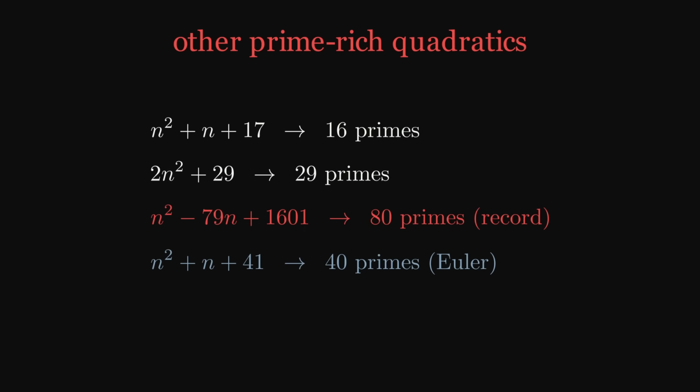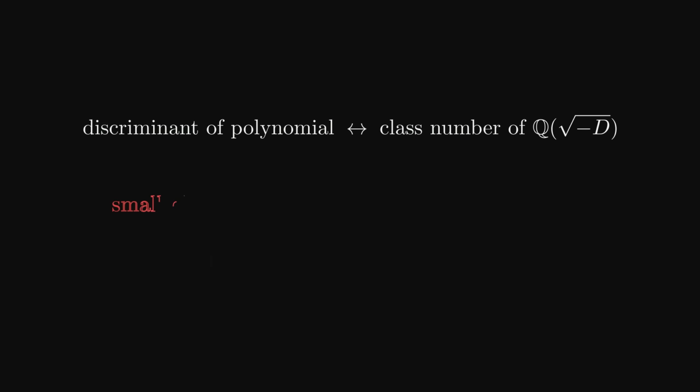The polynomial n squared plus n plus 17 gives 16 primes in a row, starting from n equals 0. The polynomial 2n squared plus 29 gives 29 primes for n from 0 to 28. The polynomial n squared minus 79n plus 1601 gives 80 consecutive primes for n from 0 to 79. That's the current record for a polynomial with leading coefficient 1. For each of these, there is a Heegner-style explanation. The discriminant of the polynomial corresponds to an imaginary quadratic field with small class number. The smaller the class number, the more primes the polynomial produces.